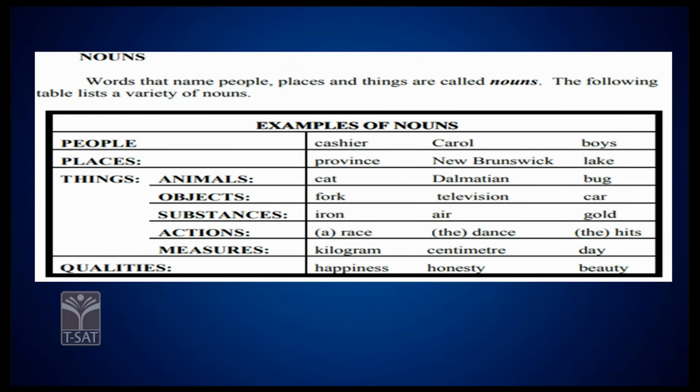Now let us sum up these nouns. Nouns are the very basic parts of speech in English grammar. The noun generally tells us about the names of people, places and things. We have given several examples here: people, places and things. In things you should remember animals, objects, substances, actions, measures and qualities are also going to fall under it. Nouns can be found anywhere in a sentence. This we have already discussed. Most sentences will have multiple nouns, right? This we have also discussed.